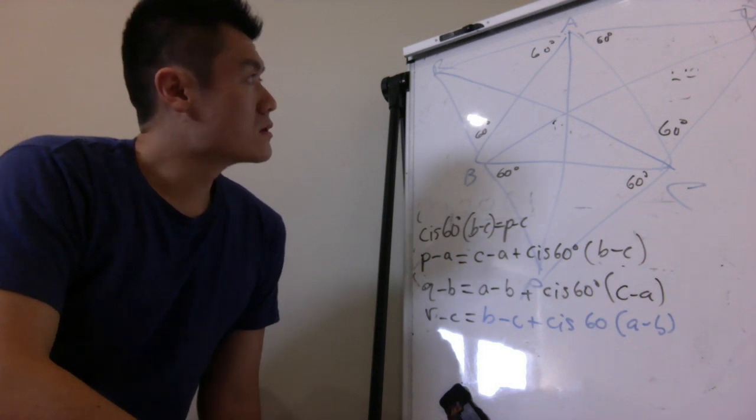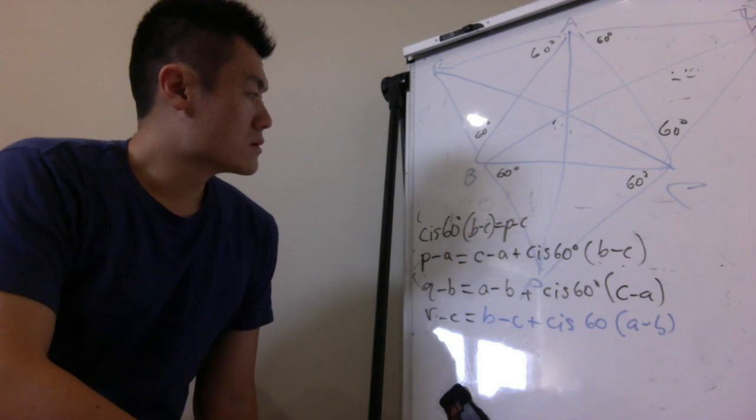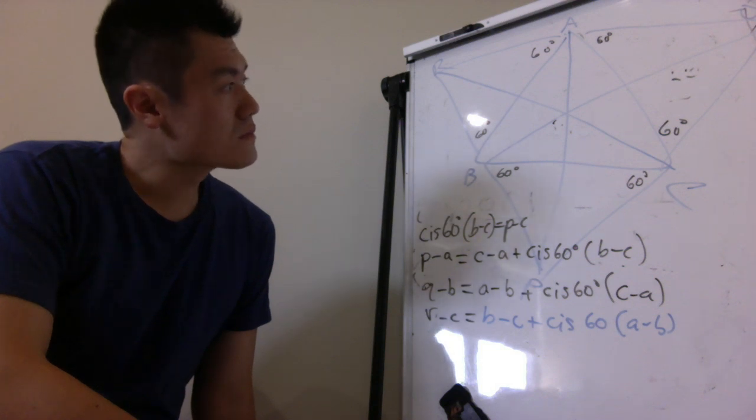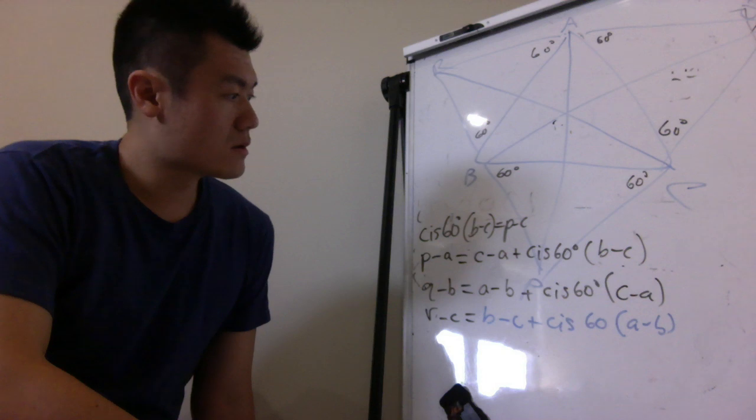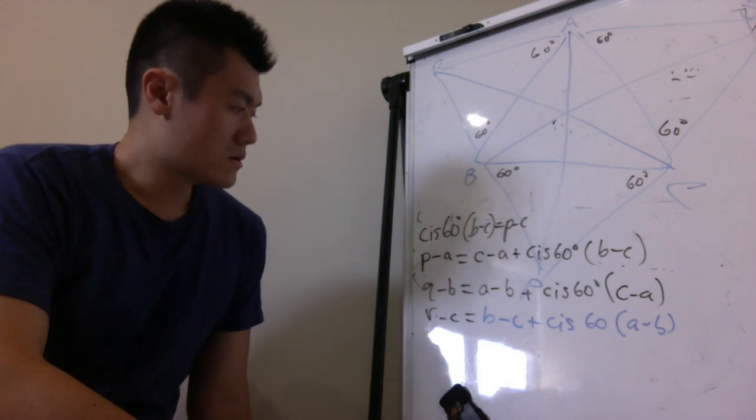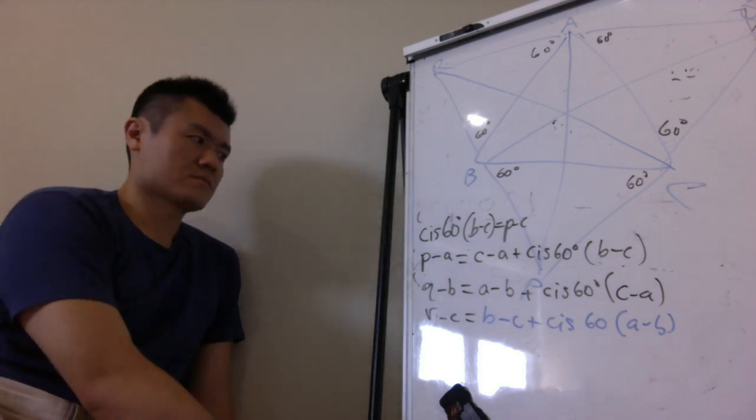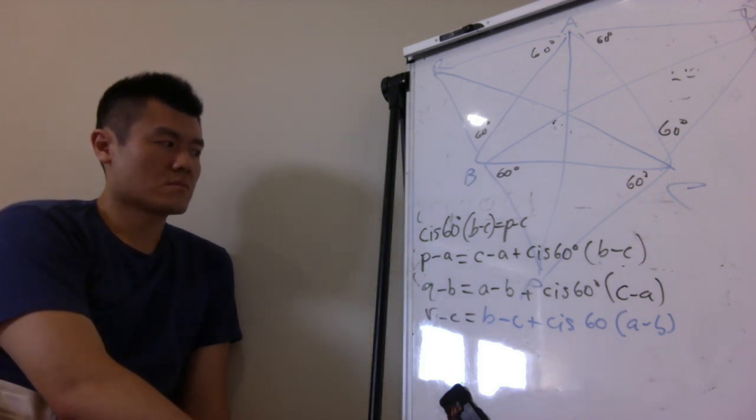Yeah, it's correct, because AC is C minus A. Rotate by 60, you get AQ, then plus A. C minus A is from A to C, right? And then you get Q minus A, and you get Q minus B. Oh, okay, so it's like that. A to Q plus B to A is B to Q.